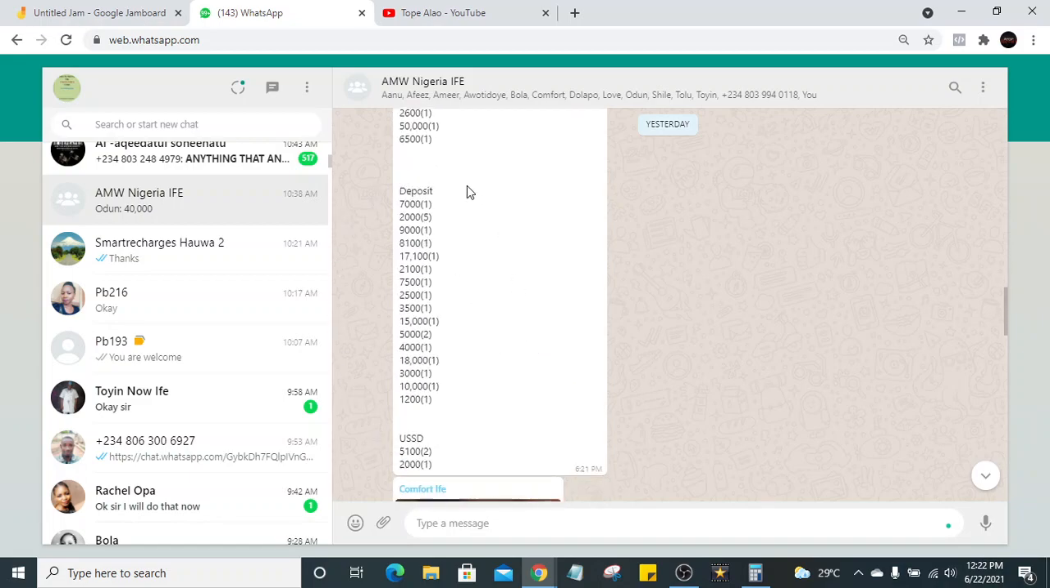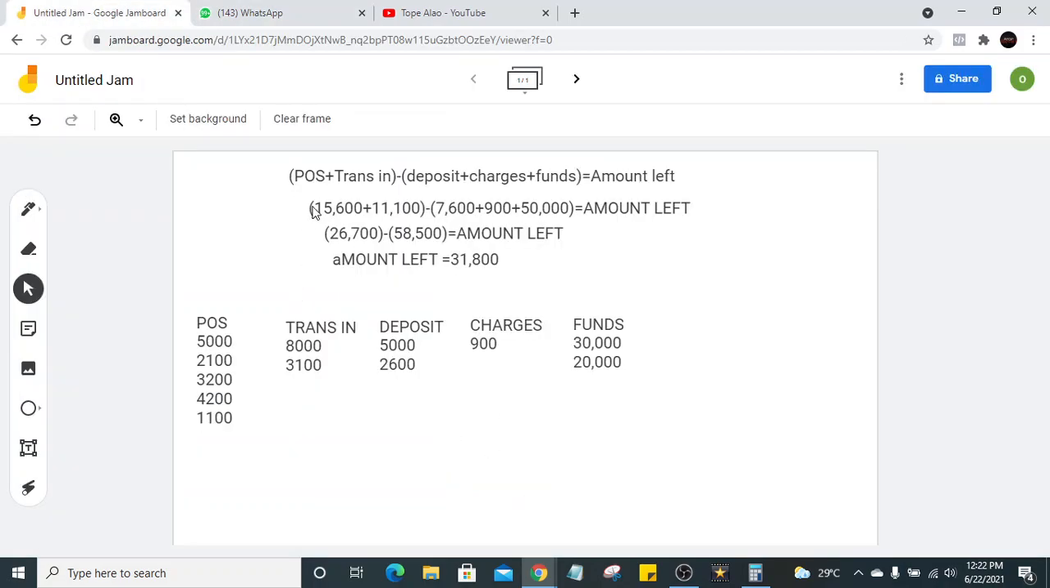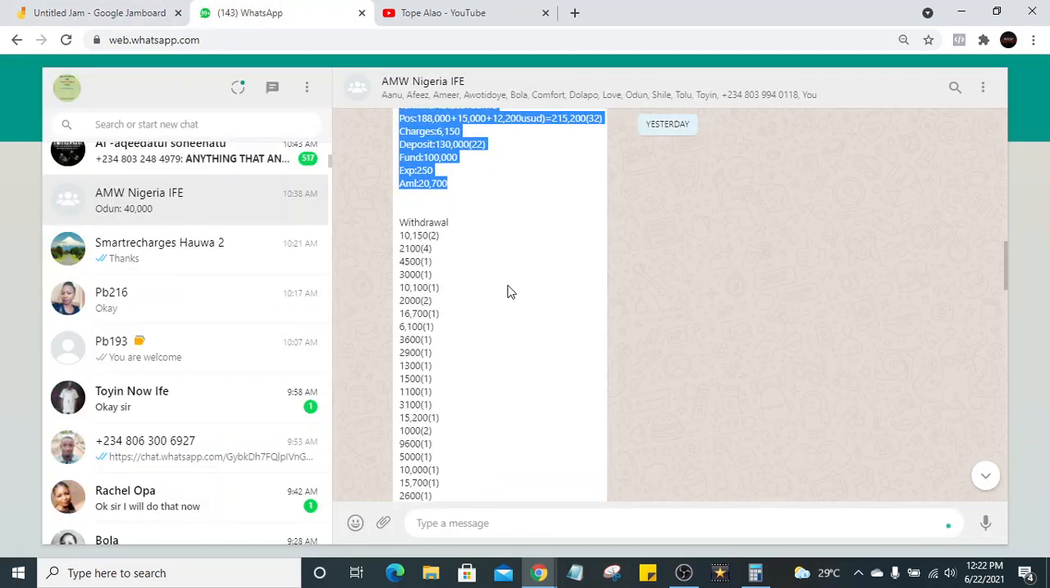So this is deposit. They will also do the breakdown one by one. Okay, so I did a 7,000 deposit, just one. So you can see the way they break it down here. Then USSD is like the transfer in, that is this one. So we will use USSD. Now let me copy the first part over.